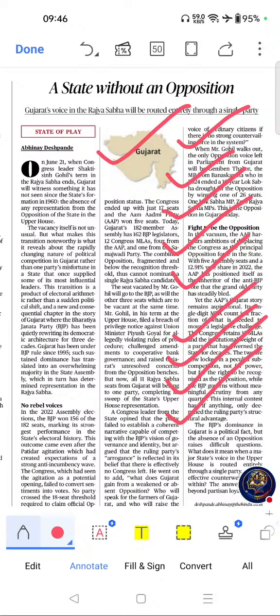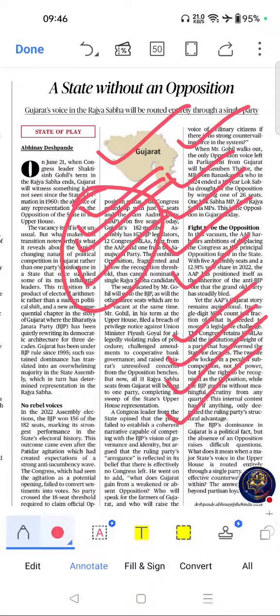Key themes are parliamentary democracy, opposition role, legislative accountability, and democratic institutions. These are the key themes related to this topic. Possible question areas are Rajya Sabha representation, leader of opposition, and parliamentary functions. These are the possible question areas from this topic. Please go through this one. Move on to the next important article from this page.